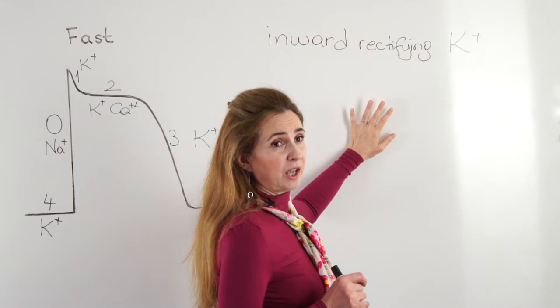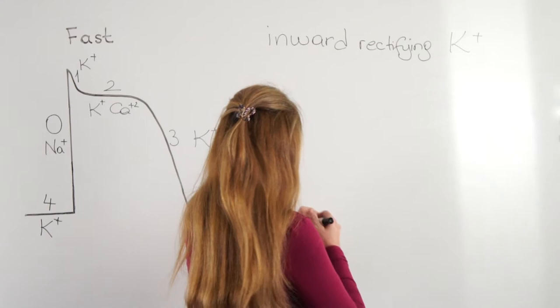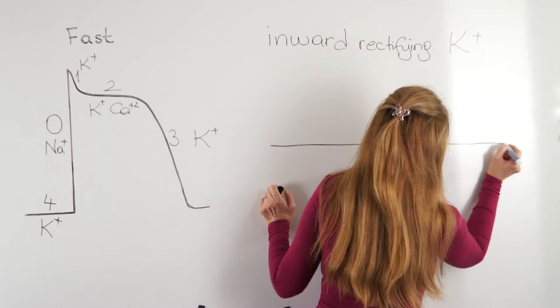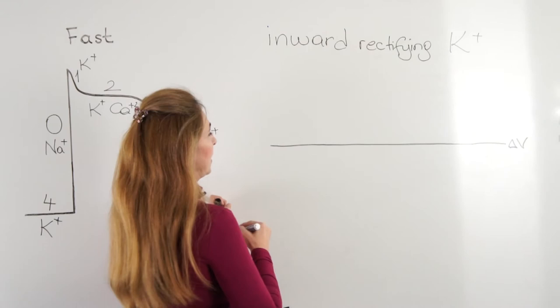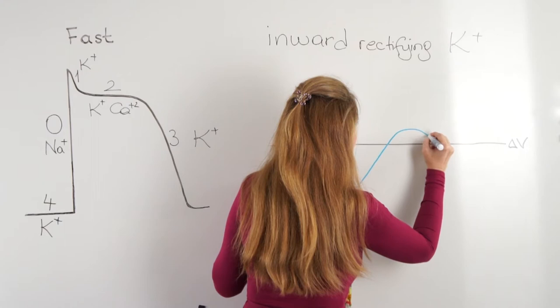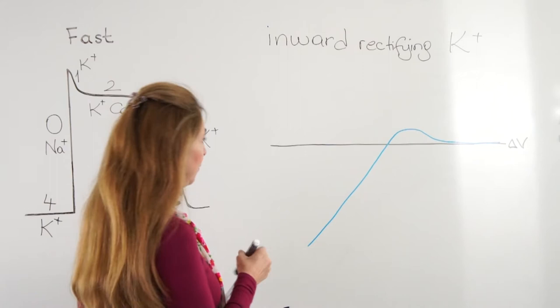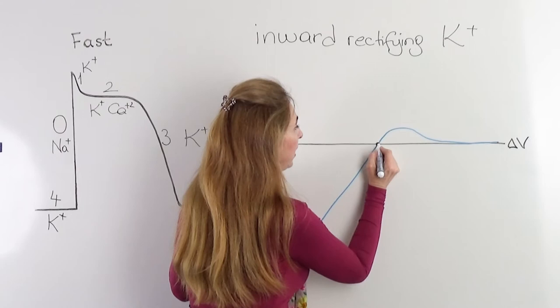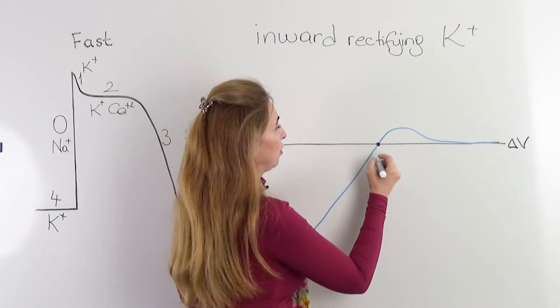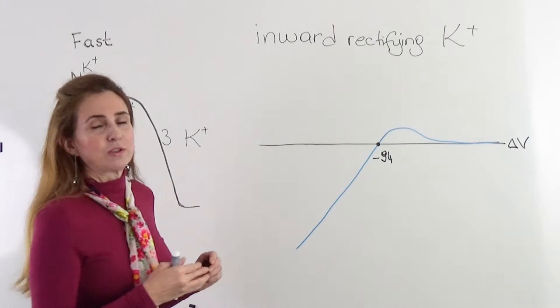cells. These channels have a private voltage current relationship. If we try to examine the voltage current relationship, here is the voltage difference across the cell membrane. This is what we are going to see for these channels. What does this figure mean for us? This point where the current is zero is the Nernst potential of potassium, which is about minus 94 millivolts in the heart muscle cells.